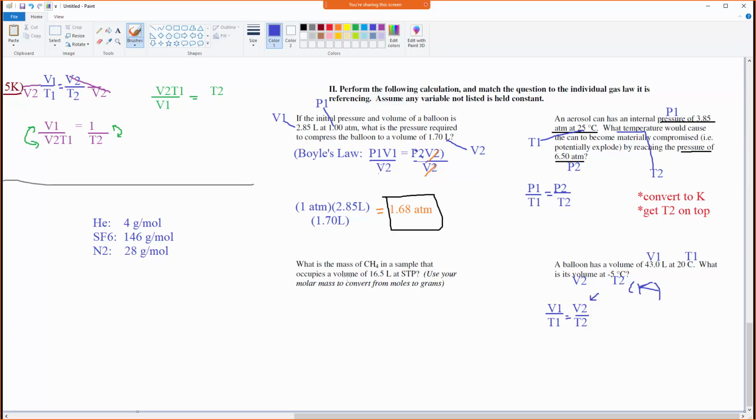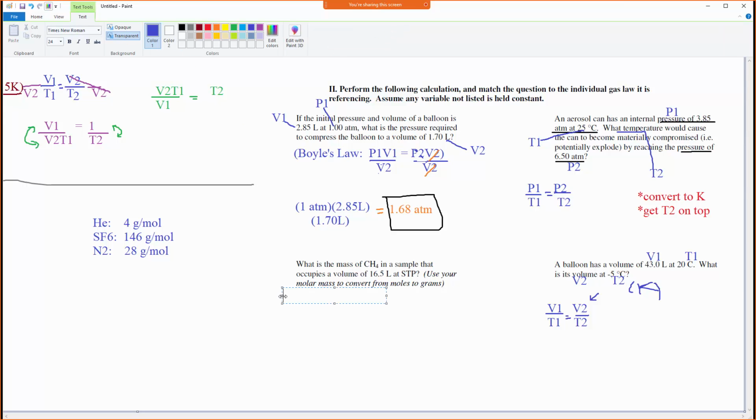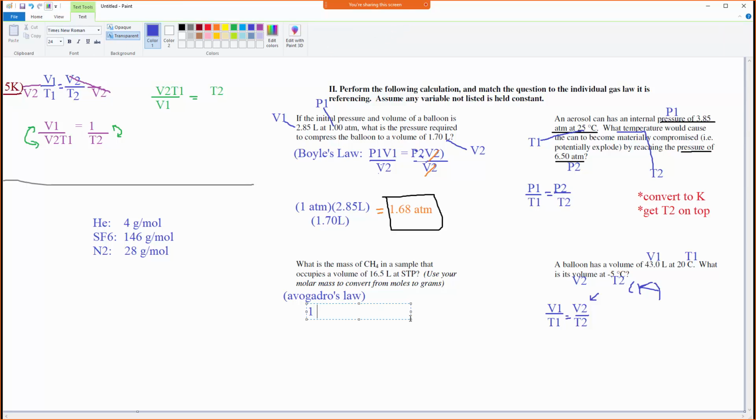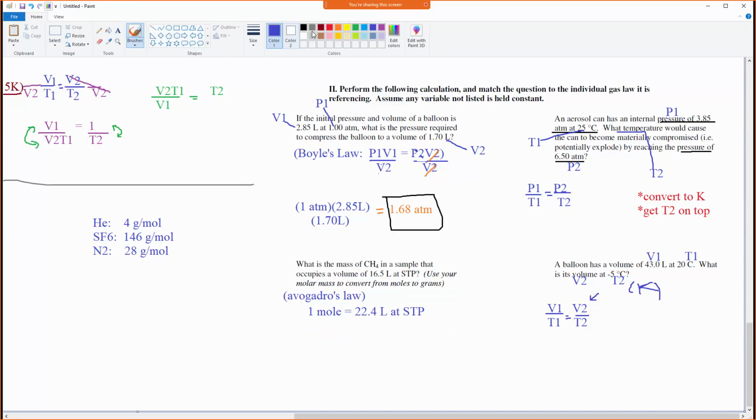Good practice. Okay, so if we have done Boyle's law and Gay-Lussac's law and Charles's law, that tells us that this one is wanting Avogadro's law. And Avogadro's law says that 1 mole of any gas is equal to 22.4 liters at STP. And here I have a volume of 16.5 liters at STP. But they want to know the mass. They want grams.